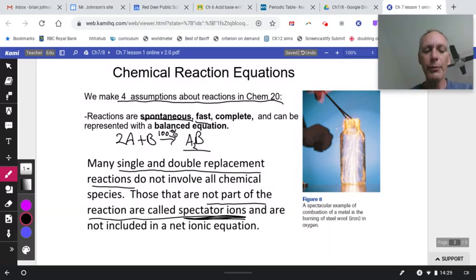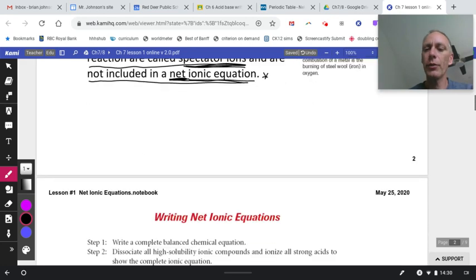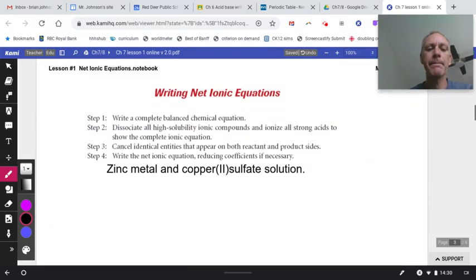And we're going to remove those from the reaction. They're not included in what we call the net ionic equation. So today you're going to learn how to write net ionic equations where we remove spectator ions. Okay, and that's our goal. Today's lesson is not too bad.